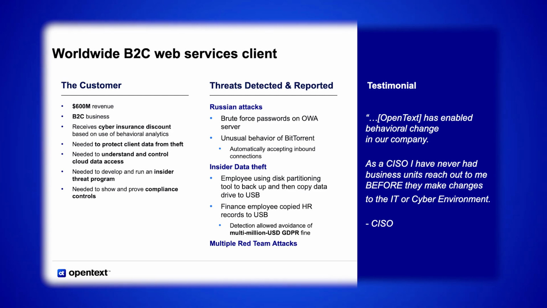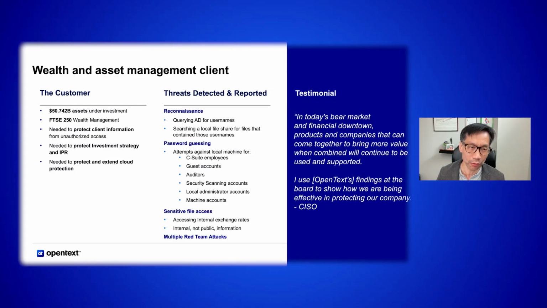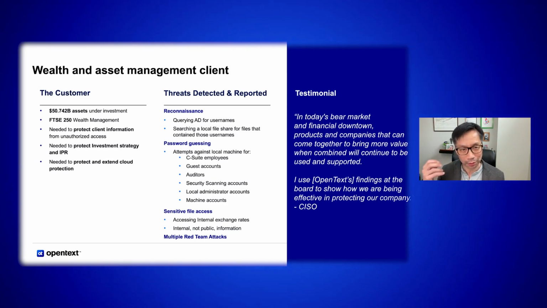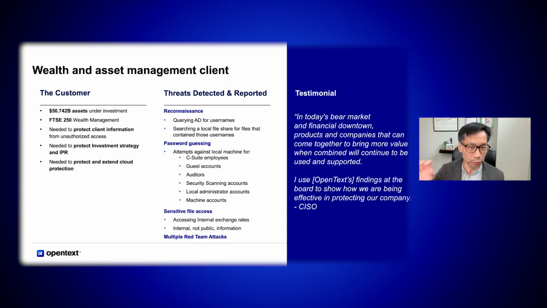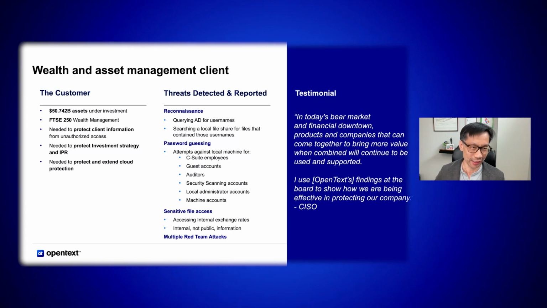So, notoriously hard, difficult to detect, but we're able to find them. So that's one example. I want you to remember that example. Just keep it in your head. Someone on the inside used a dispartitioning tool to do this copy, and we were able to find it. We'll hear more about this particular use case later on.